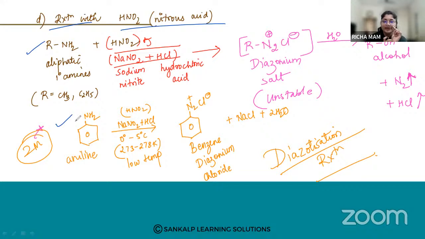Okay, is it clear? Is it clear about the diazotization reactions? Any doubts up to here? If you have any doubts, you can ask me at any point. Okay. So let us go for the next one.